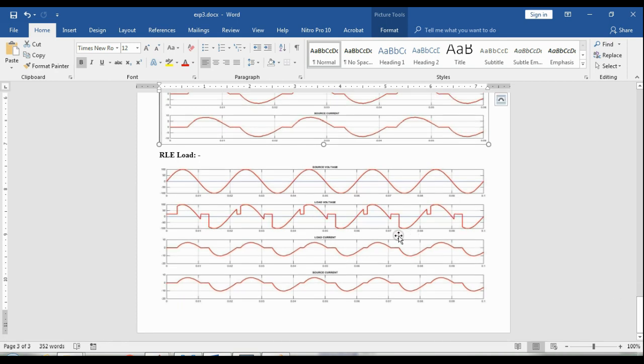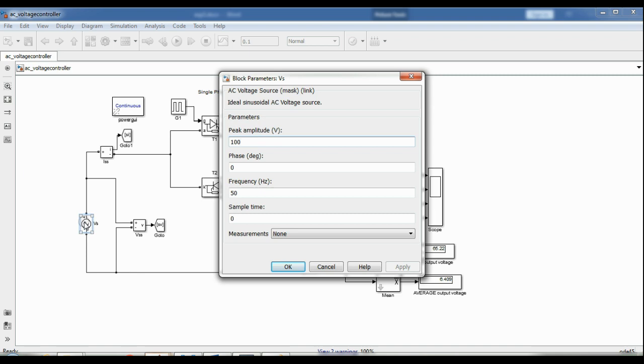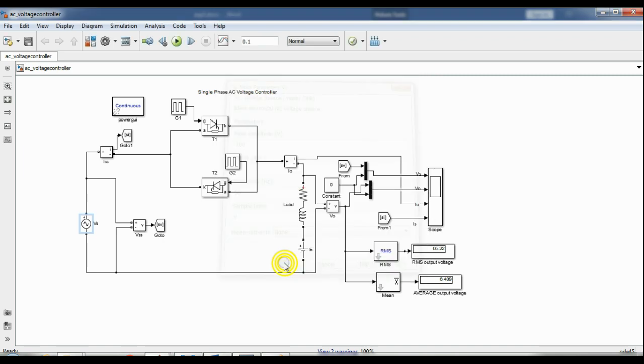Now we will see simulating this in MATLAB. In previous classes we have seen how to connect all these things, so I am directly taking the circuit diagram. I will show you the parameters. So what is Vs? Vs is 100 volts, frequency is 50 Hz.